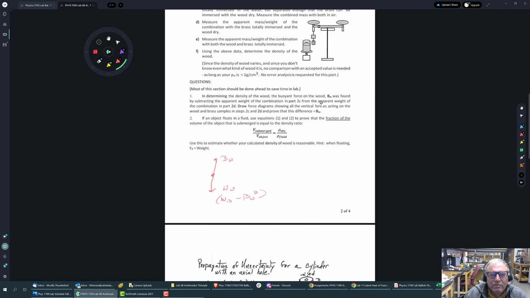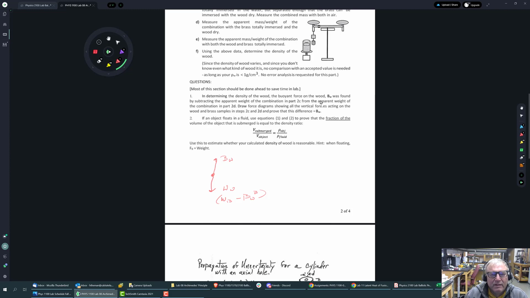Determining the density of the buoyant force was found by subtracting the apparent weight combination in 2C. So that must be when the brass is submerged. So then we know now the buoyant force on the brass. And then from the apparent weight combination of part 2D, meaning when we immerse both of them, then we know how much is just like before. We get a buoyant force of the wood.